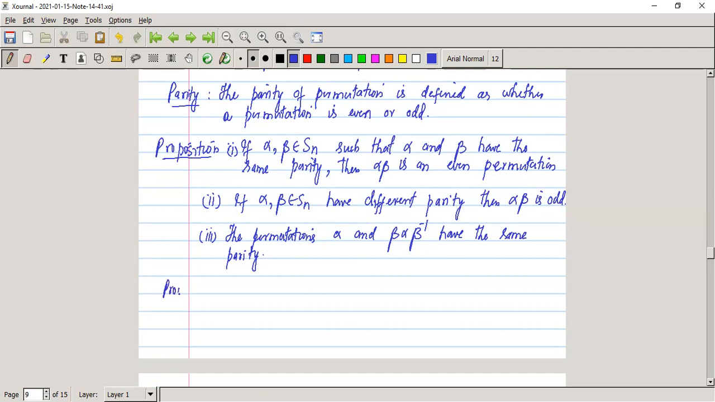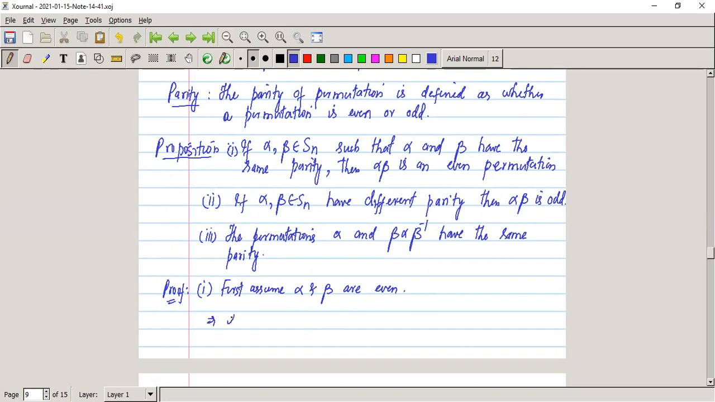Now let's proceed towards proving these things. The first part: we are given alpha and beta have the same parity, then we have to show that alpha beta is an even permutation. So first assume alpha and beta are even. This means that alpha can be written as a product of an even number of transpositions and beta can be written as the product of an even number of transpositions.